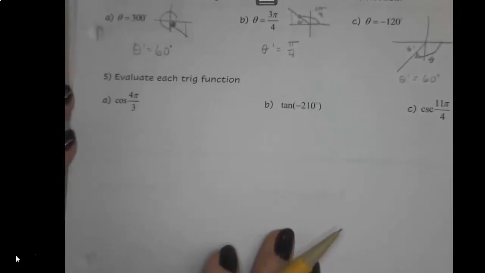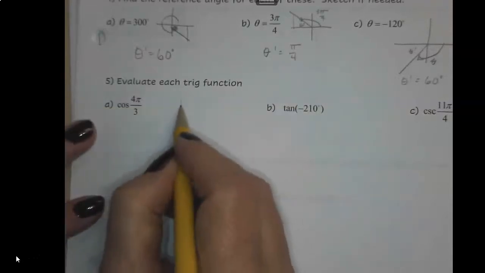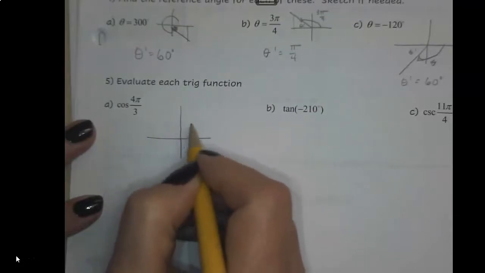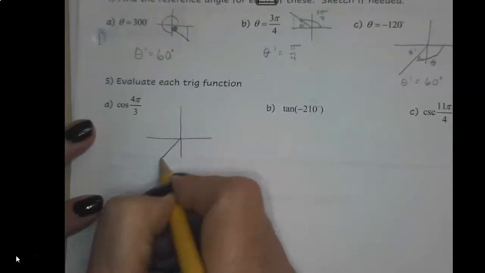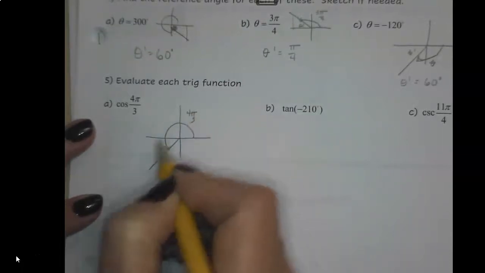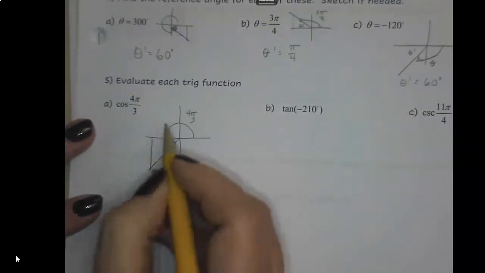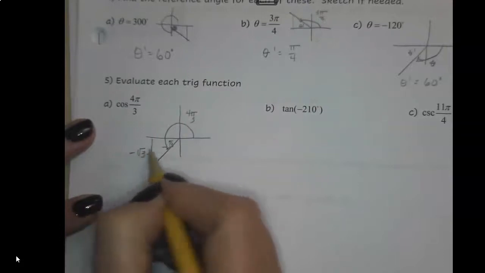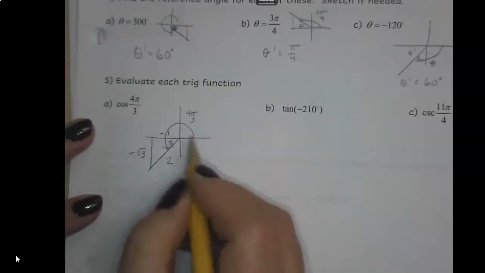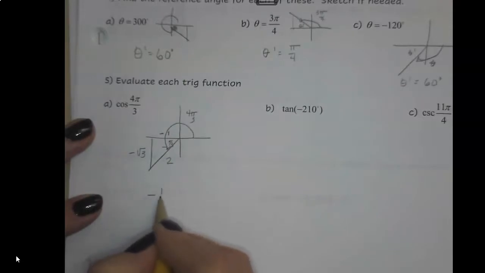Okay. Now, evaluate each trig function. Okay. So, some of you will already have some of this memorized from our unit circle work, but cosine 4 pi over 3, that sits right here. Okay. Our reference angle is just going to be pi over 3. So that makes this negative root 3. That makes this negative 1. And our radius is 2. And cosine is x over r. So that would be negative 1/2.